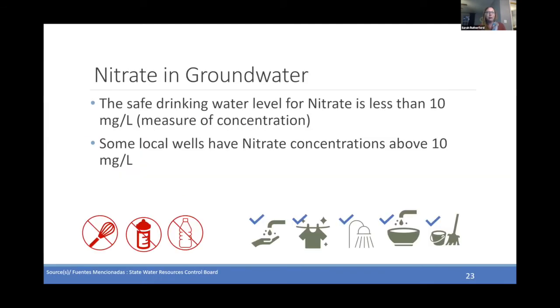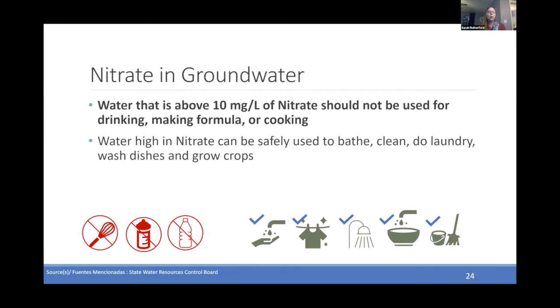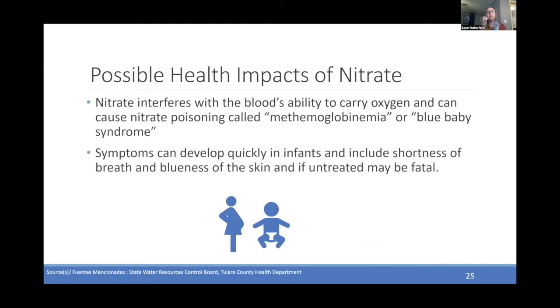The safe drinking water level for nitrate, as I mentioned, is less than 10 milligrams per liter. Some local wells and public water systems do have nitrate concentrations above 10 milligrams per liter. Water that is over 10 milligrams per liter in nitrate should not be used for drinking, making formula, or cooking. Water high in nitrate can be safely used to bathe, clean, do laundry, wash dishes, and also grow crops.